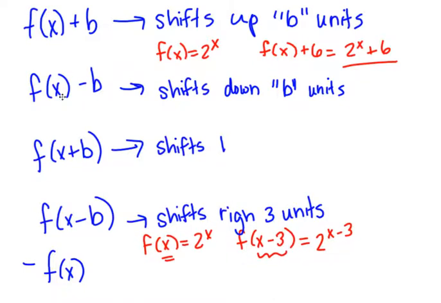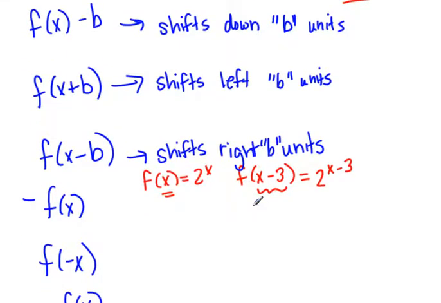So if you have a minus b with the x, it goes right 3 units. What do you think if you have a plus b? It would shift left b units. And let's put a b right there. So a plus b would shift it left, and a minus b would shift it right.